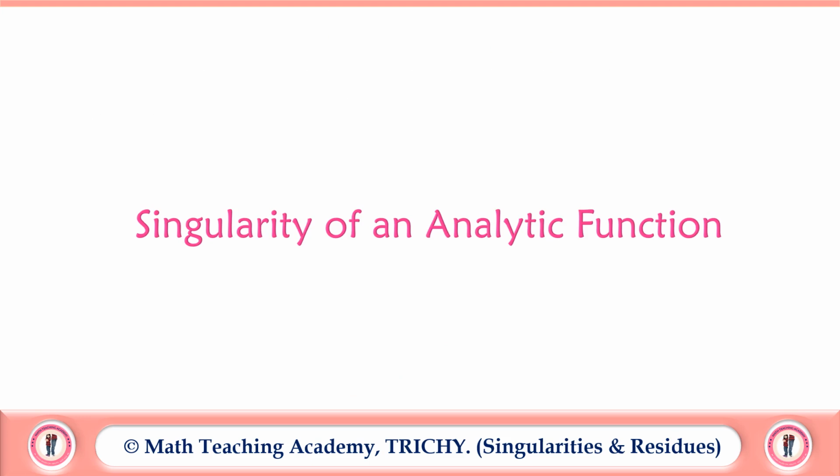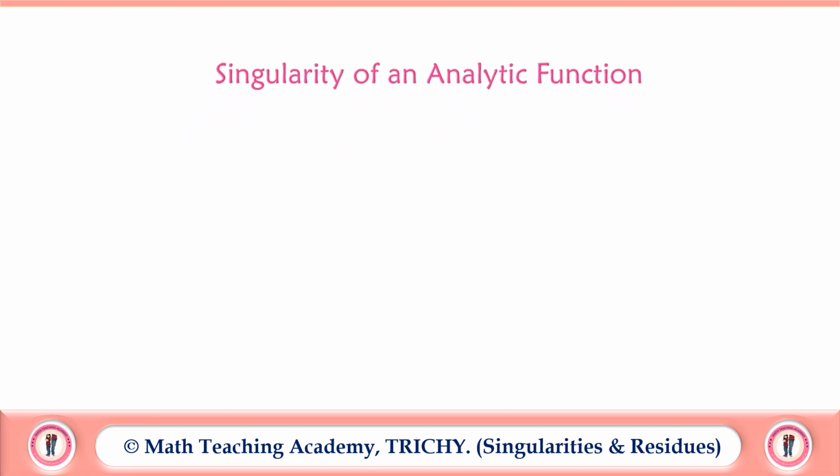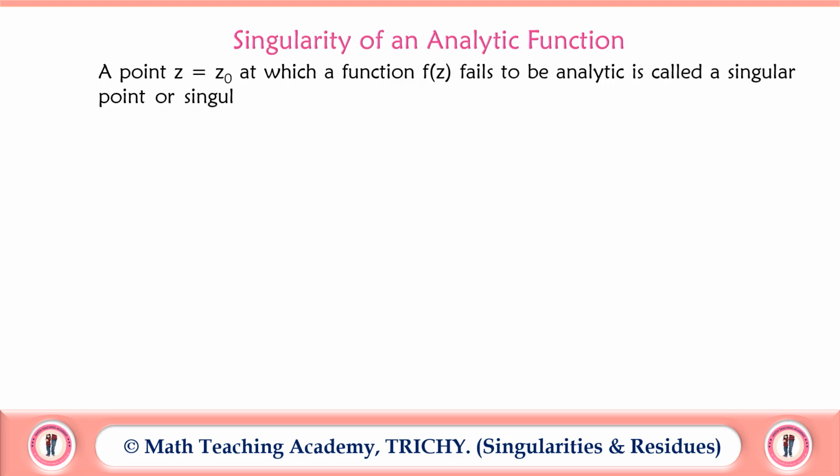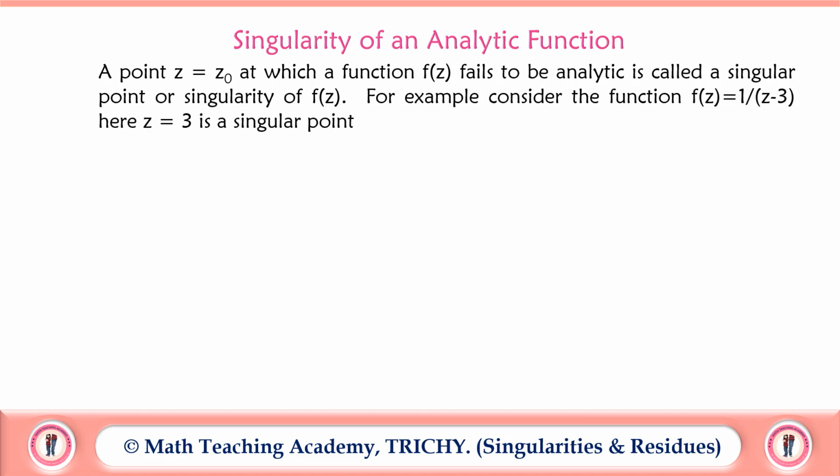Now we are going to look at a singularity of an analytic function. What is meant by singularity? A point z is equal to z0 at which a function f of z fails to be analytic is called a singular point or singularity of f of z. That is, if the function f of z is analytic everywhere except at a point z is equal to z0, then the point z is equal to z0 is called the singular point.